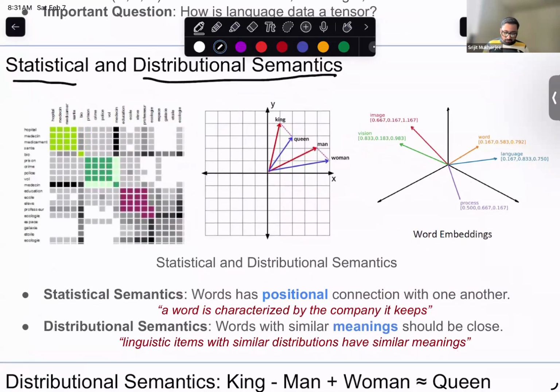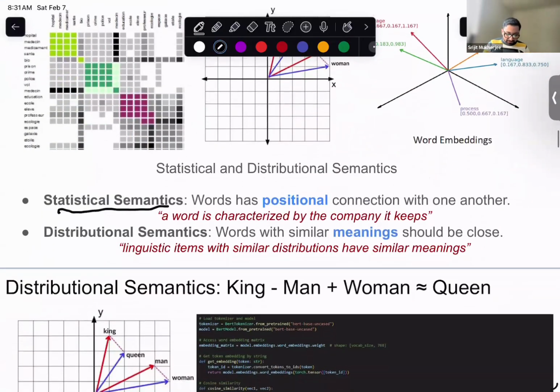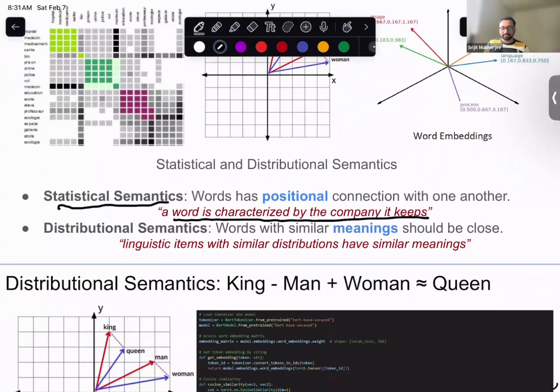So statistical mechanics, or statistical semantics, sorry, is the positional information, how two words, like we will talk more about it. So essentially it means a word is characterized by the company it keeps, the positional connection to one another. Okay, just like, for example, if I'm not wrong, you always come after, or there is something.